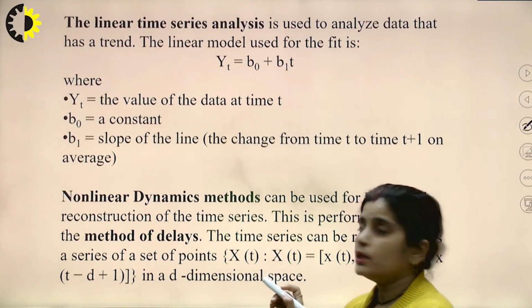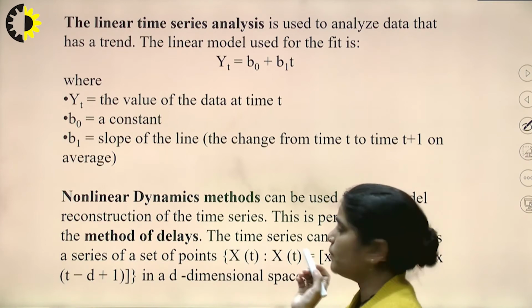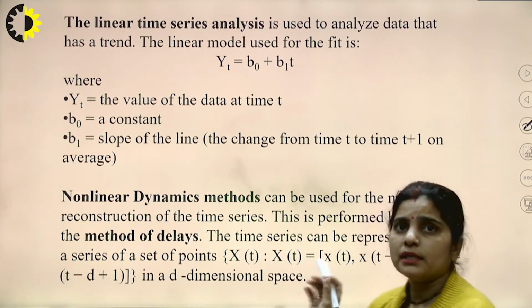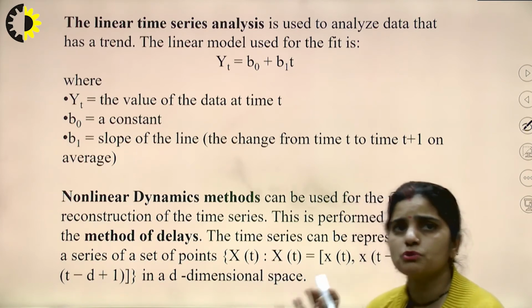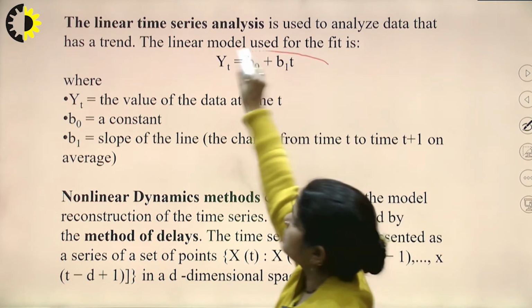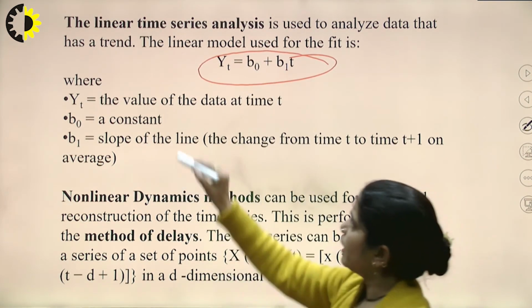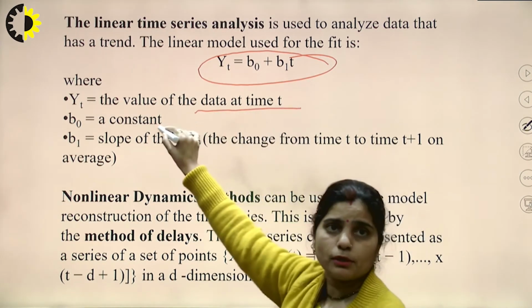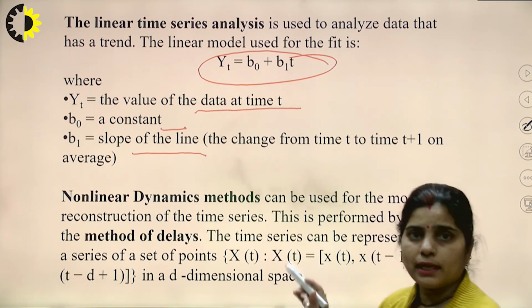Okay, so here linear time series analysis and non-linear dynamic methods are used. Linear time series analysis is basically used to analyze data that has a trend, and this equation defines the linear analysis model. Here yt is equal to the value of the data at time t, b0 is a constant, and b1 is the slope of that particular line.